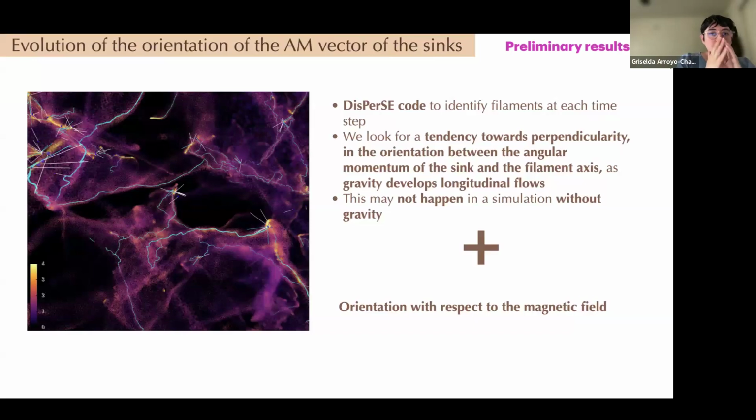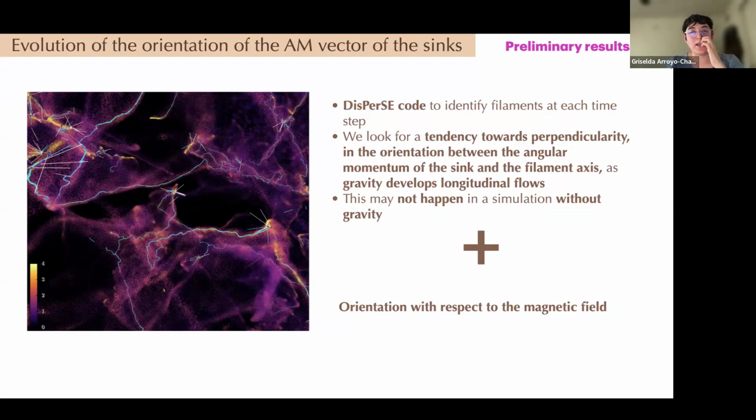To do that, I took my simulations and tried to define the filaments first. To identify filaments, I've been playing with the DisPerSE code, a code to identify filamentary structures. So far in 3D, I measure the angles between the angular momentum of the sink, which we assume is pointing in the direction of the outflow, so there's an assumption there. And we see the evolution of this orientation over time, to see if after some time it moves from random or parallel to perpendicular orientation.